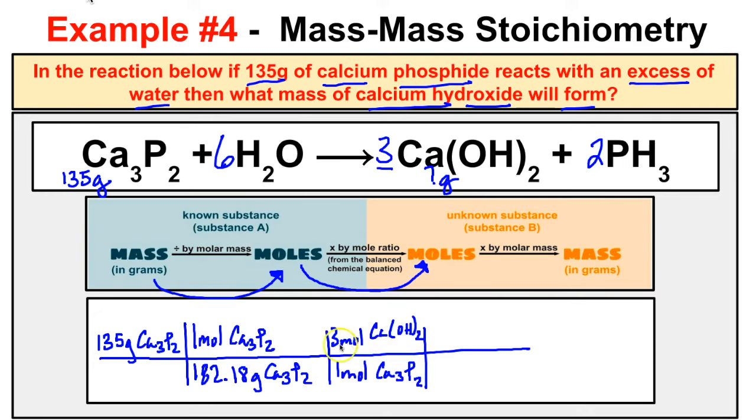Next step, we have to convert these moles of calcium hydroxide to grams by multiplying by the molar mass of calcium hydroxide. Molar mass of calcium hydroxide is 74.10 grams for every 1 mole.